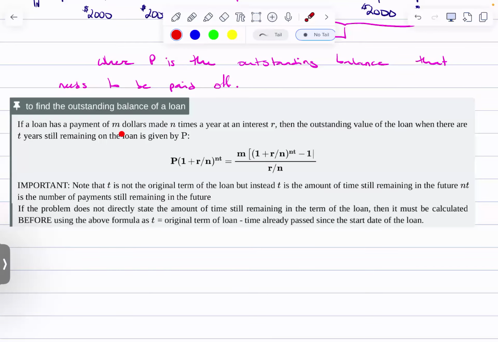So if we have a payment of M dollars made N times a year at an interest rate R, then the outstanding value of the loan when there are T years still remaining, that's important, is given by this formula. Notice that it's the exact same as the one we were working with last day. So all we're really doing is adjusting the T.